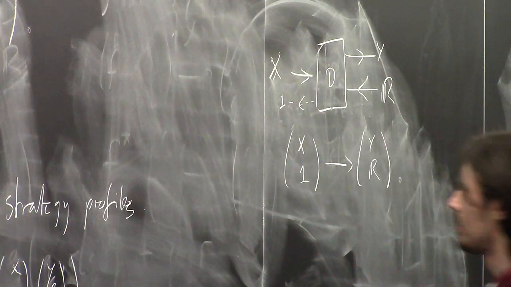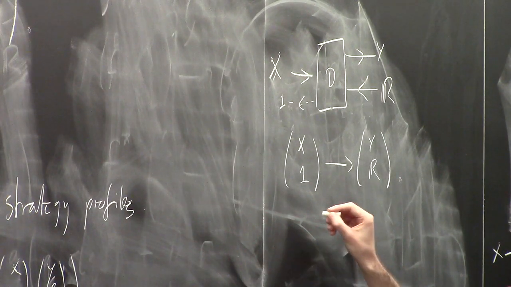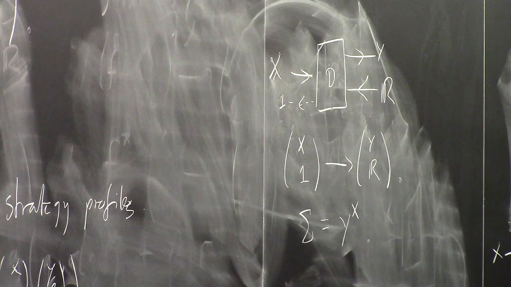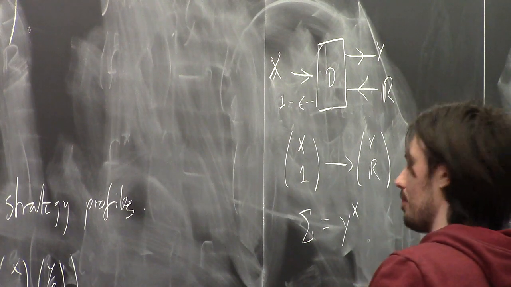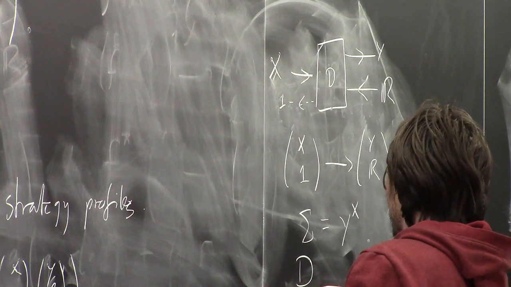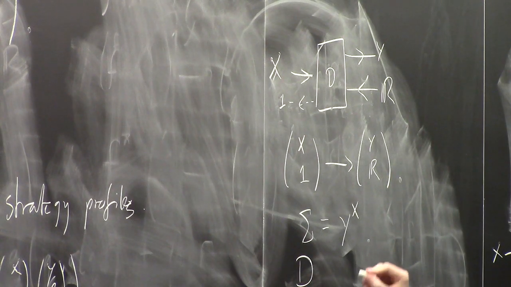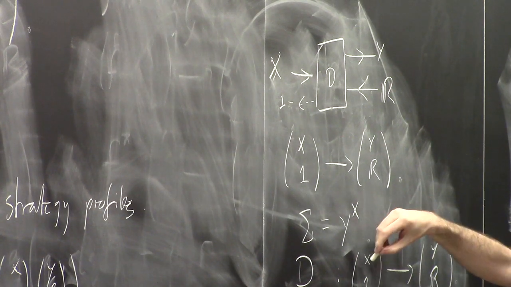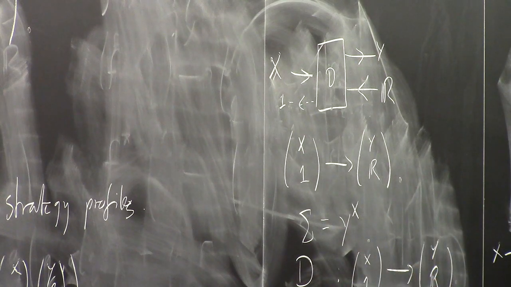Now, how do I define this? So this one I'm going to define by hand. By definition, sigma is going to be the set of functions from X to Y. That is, a behavior of this player is a way to choose Y given an X. What should be D sub sigma? So given a function from X to Y, we have to produce a lens from X, 1 to YR. So which one is it going to be? Well, along the top we have to go from X to Y, so let's use sigma. And along the bottom we're going into 1, so it's unique.